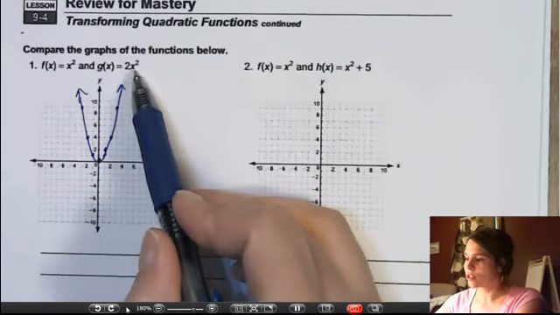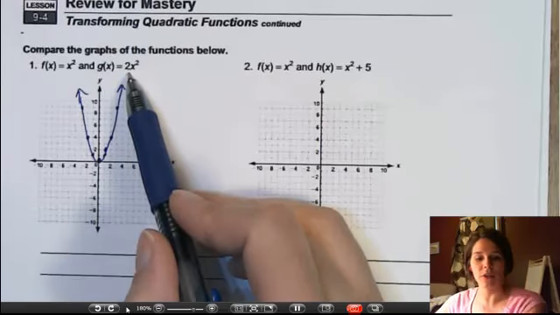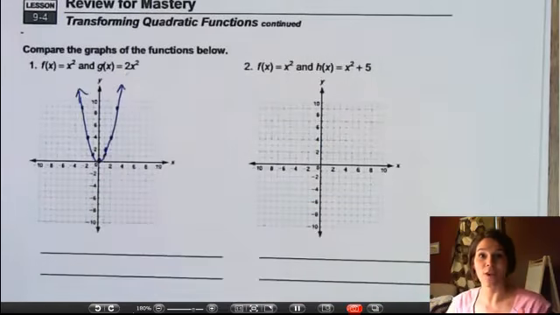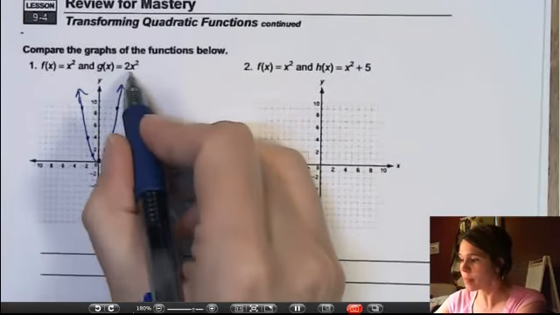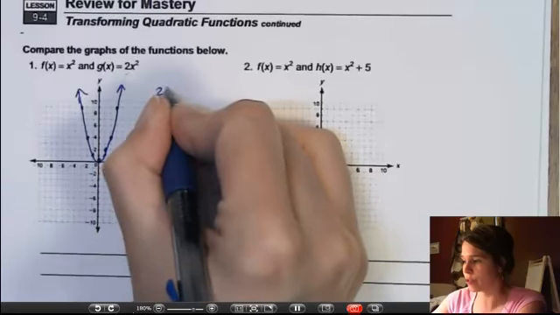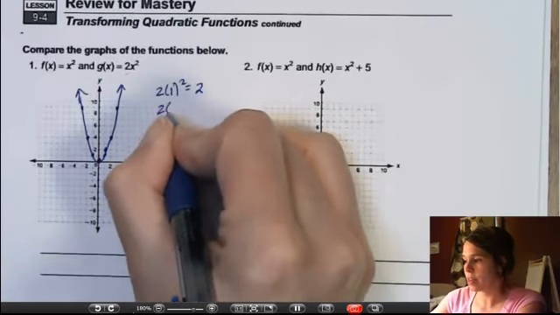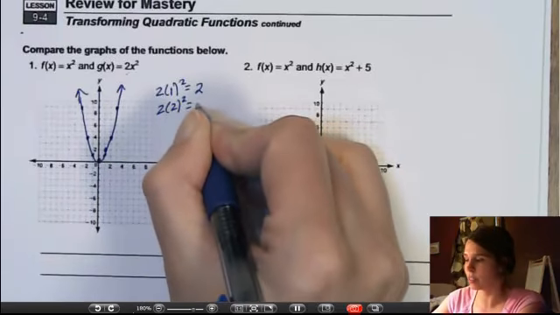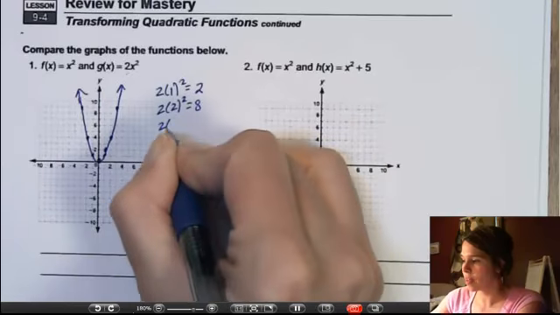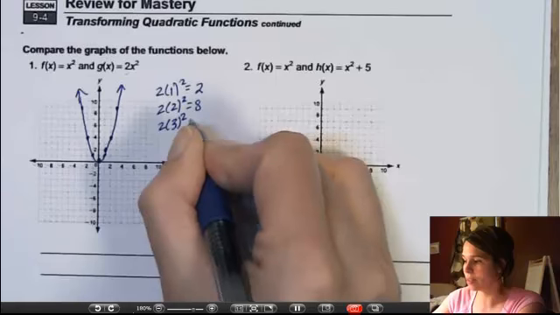The next one is 2 times x squared. Putting a coefficient in front of x squared that's a large number is going to make it narrower, so I'm going to increase much more quickly. So let's go ahead and look at how that happens. If I put in 1 for x, then I'm going to do 2 times 1 squared. It's 2. If I put in 2 for x, I do 2 times 2 squared. That's 2 times 4 is 8. If I put in 3 for x, 3 squared is 9 times 2 is 18.